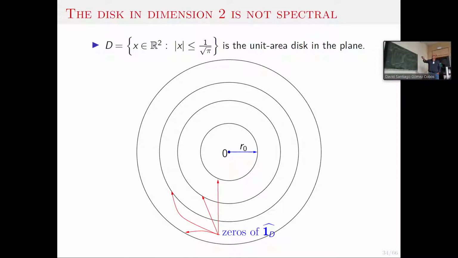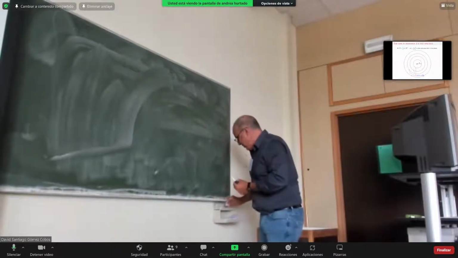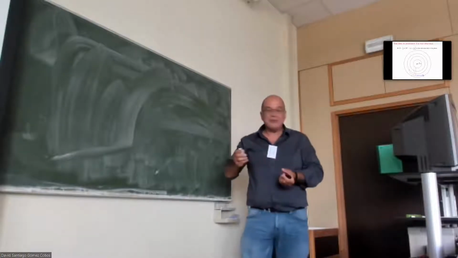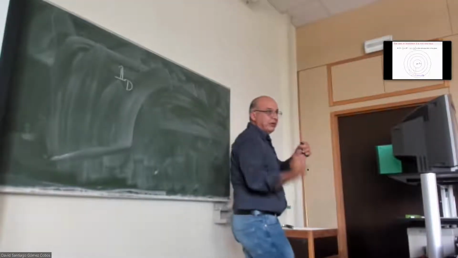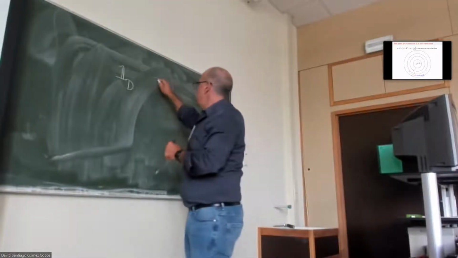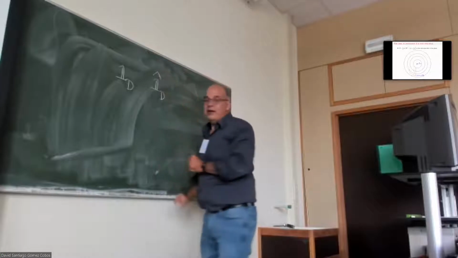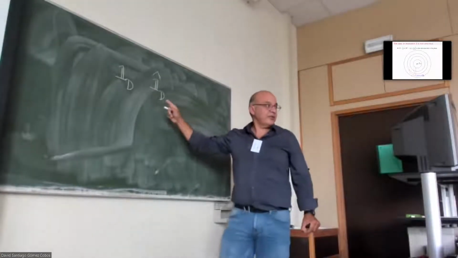So let's start with the set D, which is the unit area disk in the plane. So the radius is 1 over root pi. Now, if we take the indicator function of D, these are nice charts, but very sensitive. If you take the indicator function of D, this has rotational symmetry. This passes on to the Fourier side. So both this and that have rotational symmetry, which means that the zeros of this guy are full circles around the origin, like this.